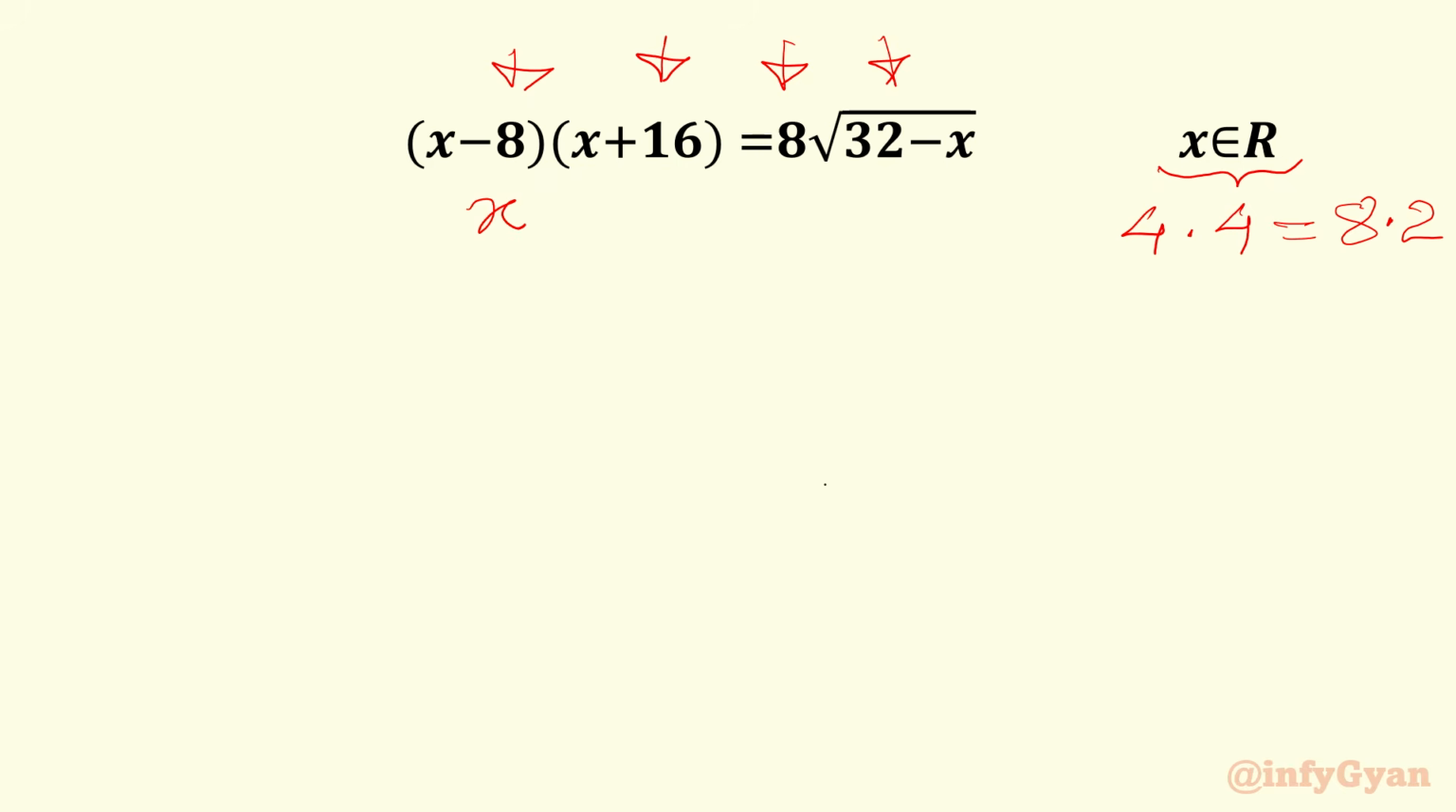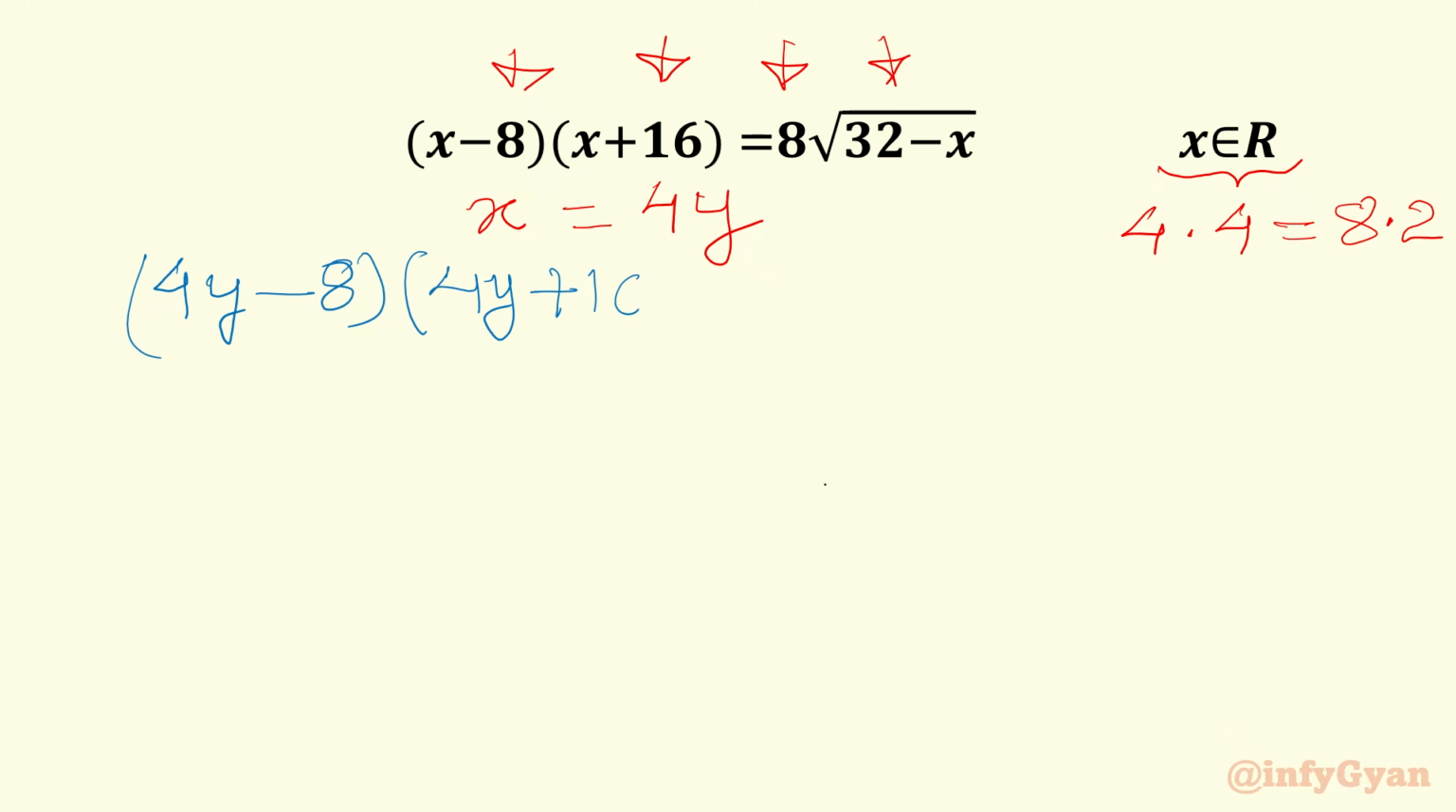So we will consider our substitution x equal to 4y. In place of x, we are going to write 4y. So 4y minus 8 times 4y plus 16 equal to 8 times the square root of 32 minus 4y.